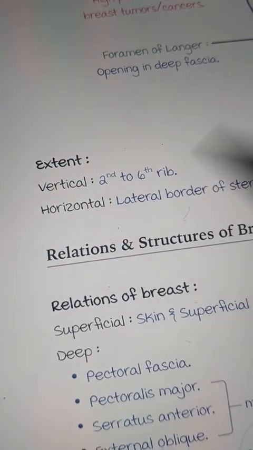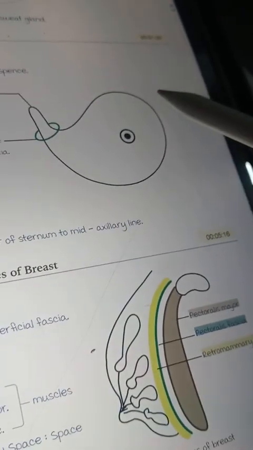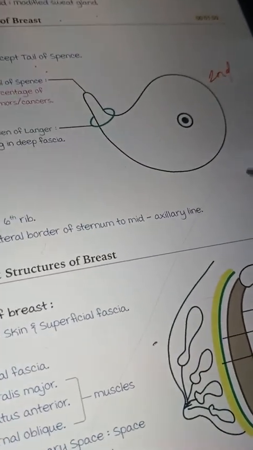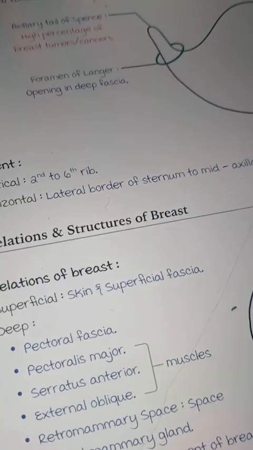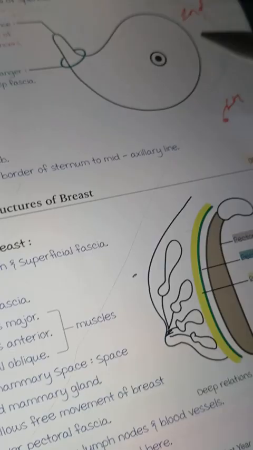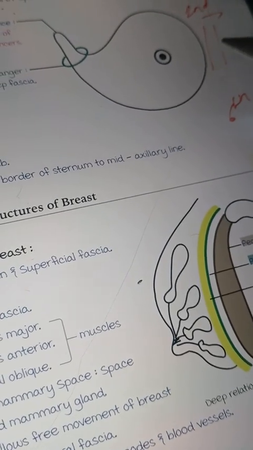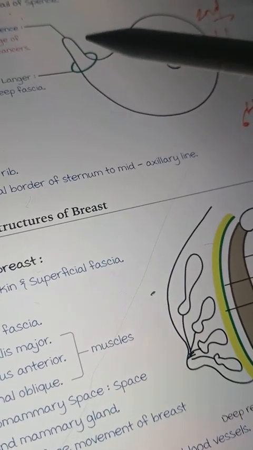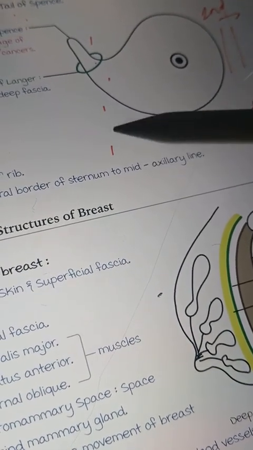fascia. When talking about extent, it's from the second rib to the sixth rib, and it's also important to know that horizontally it extends from the lateral border of the sternum to the mid axillary line. This is the sternum, this is the lateral border of the sternum, and this is the axilla, and it's the mid axillary line through which it extends.